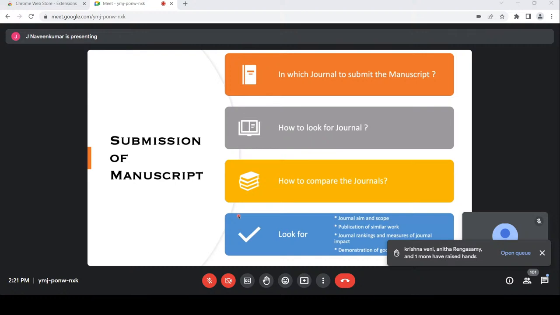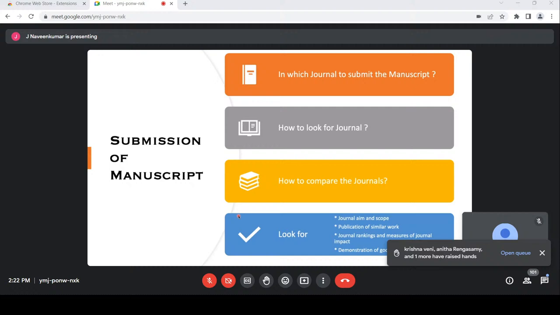I can't just randomly select one journal, put my manuscript into that journal and start publishing it. I can't do that, right? So first I need to understand how to look for the journal, right? If I want to submit a manuscript, I need to know where I should submit it. So I need a procedure to search for which journal is apt for my particular manuscript. So first thing is, I need to identify the journal, right?